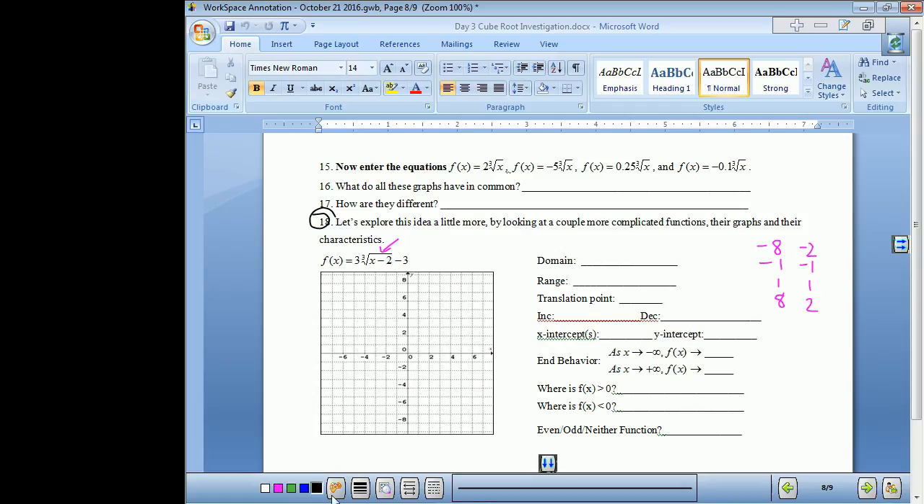Okay, next thing, just like yesterday, where's the translation point on this one? Positive 2, negative 3. Good. Positive 2, negative 3 is right on it. Positive 2, negative 3, plot that point.